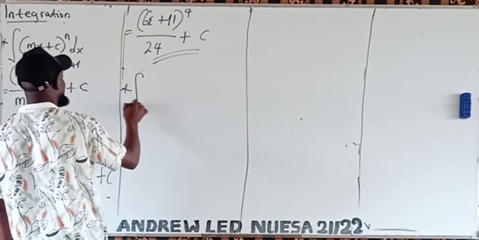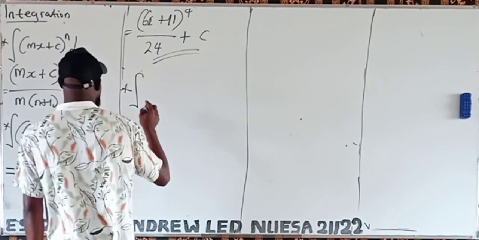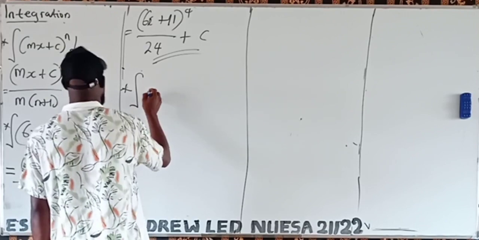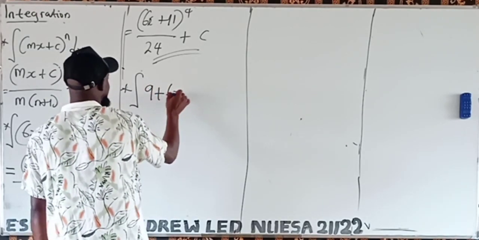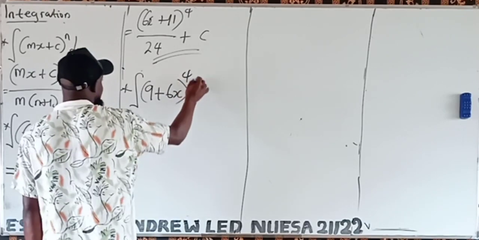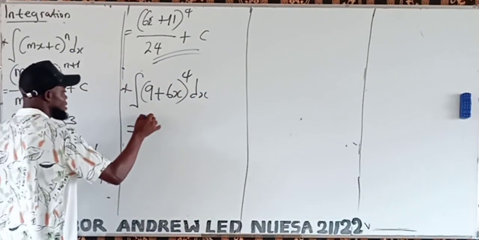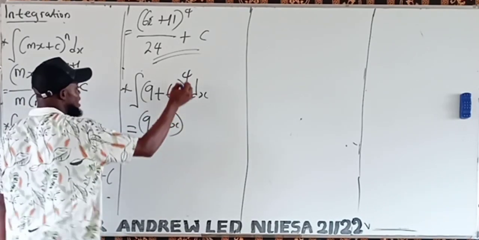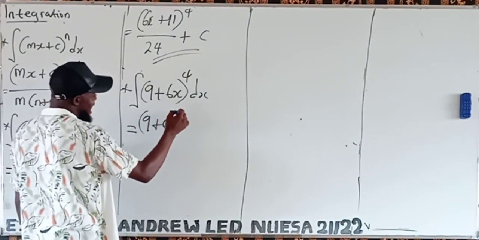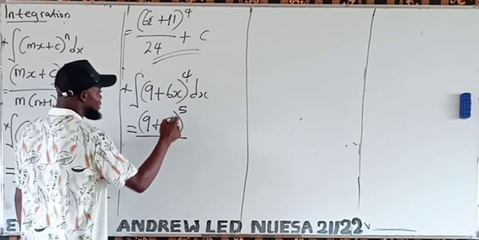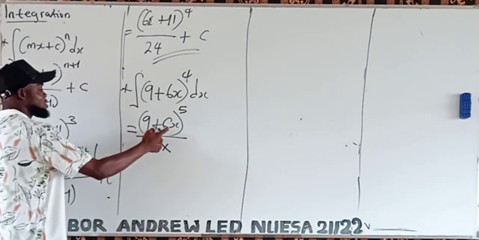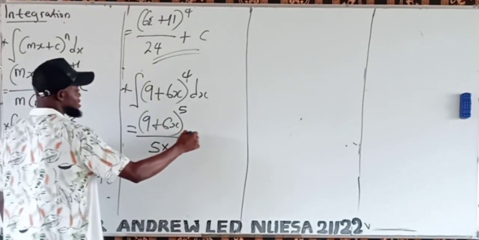So let me solve more questions. Let's say we have the integral of (9 plus 6x) raised to power 4 dx. So what do we do with this? The power will now be 5, this is 4 plus 1. That's 5 over this same 5 times the coefficient of x here. Is it 9 or 6? The coefficient of x here is 6, plus c.